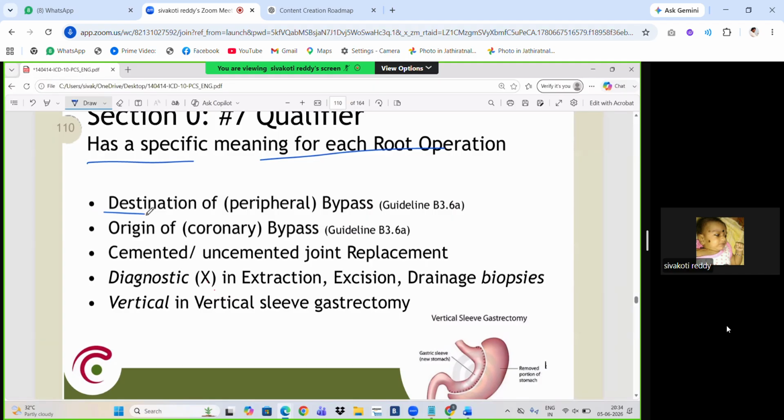These are root operation qualifiers. The root operation names are bypass, replacement, excision. We need to take these approaches and qualifiers. I will explain at the time of root operations. Qualifiers also we can discuss simultaneously.